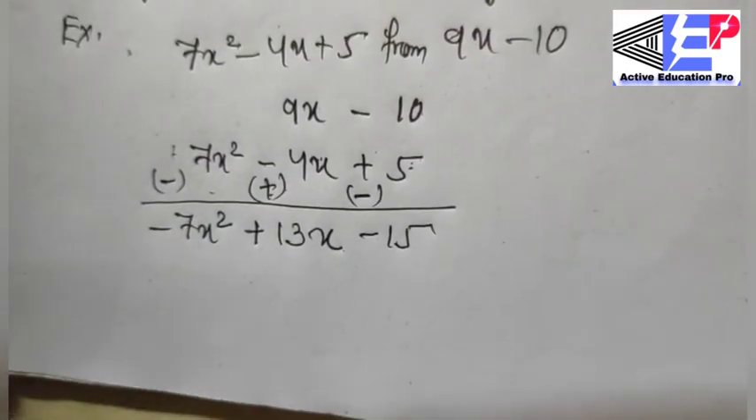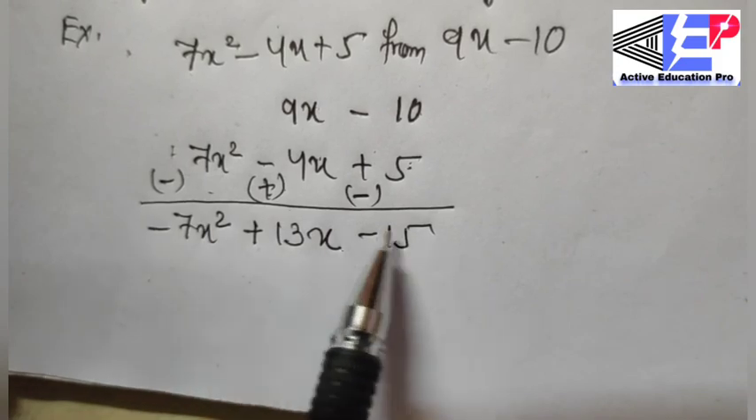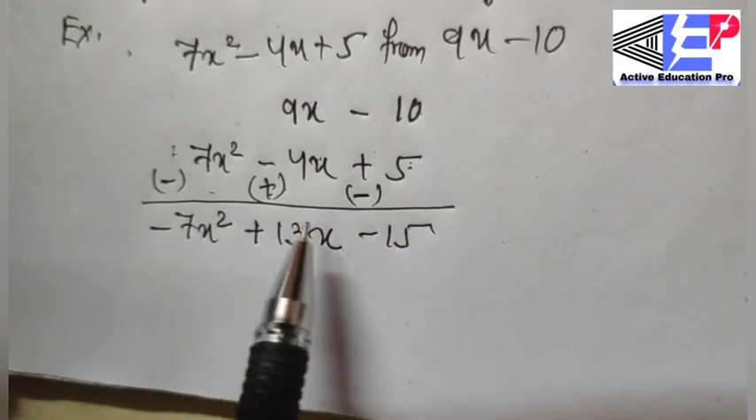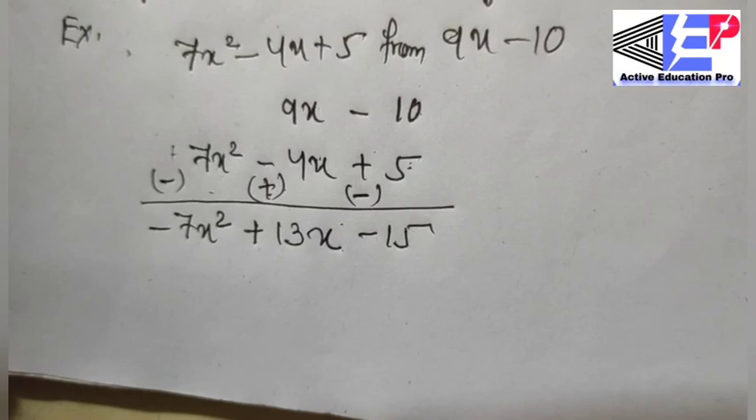This example is also in descending order of their degrees. Here is 2, 1 and 0. Finally, you know all about how to add and subtract our mathematical expressions.